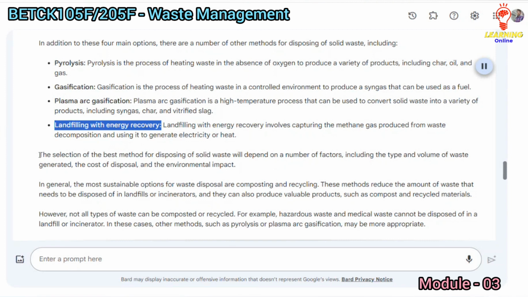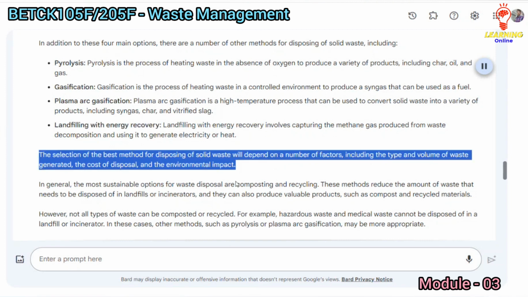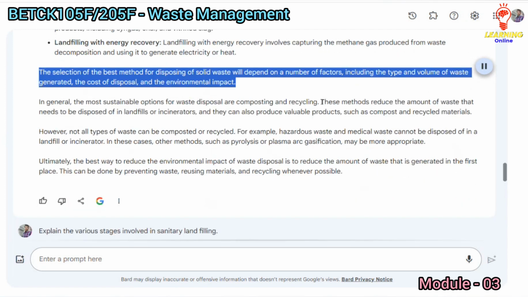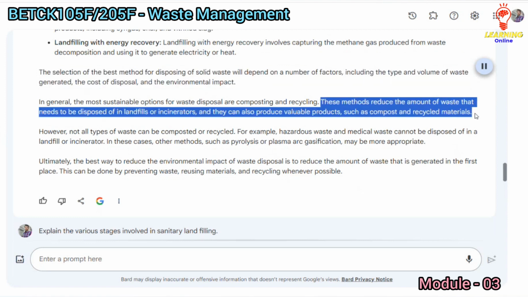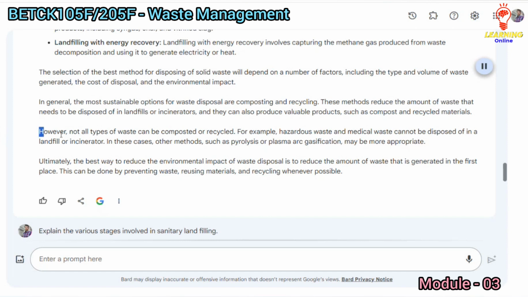The selection of the best method for disposing of solid waste will depend on a number of factors, including the type and volume of waste generated, the cost of disposal, and the environmental impact. In general, the most sustainable options for waste disposal are composting and recycling. These methods reduce the amount of waste that needs to be disposed of in landfills or incinerators, and they can also produce valuable products, such as compost and recycled materials.